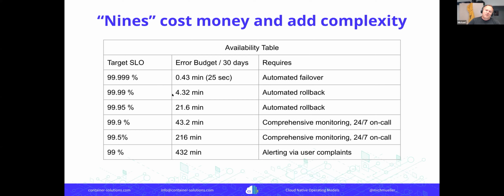99.99 percent, that's minutes, automated rollback. No other way of doing something within 4 minutes. Sometimes I'm not even able to hit the button on my phone to acknowledge an alert within that time. I need to first get my thoughts clear before I do something. And then the mystical 5 nines, a lot of companies try to aspire to it. It's only 25 seconds. No other way than not even trying to roll back.